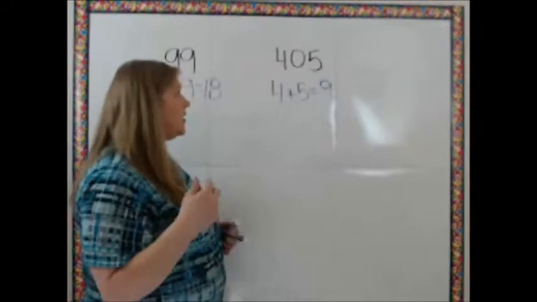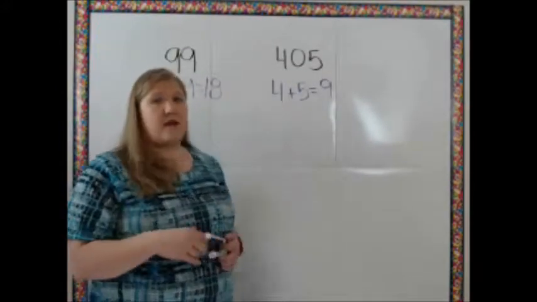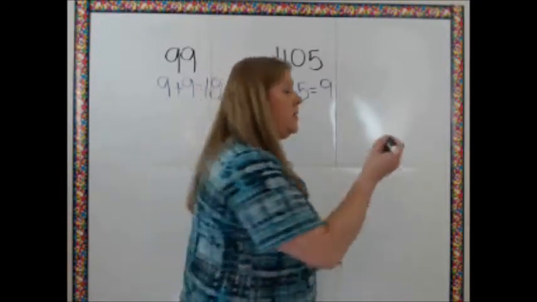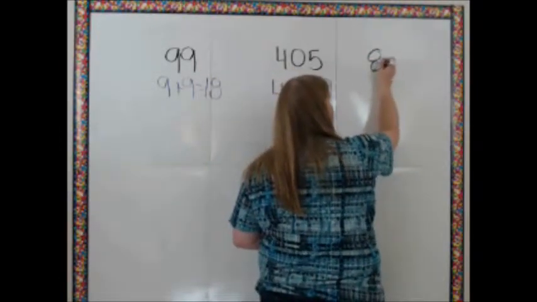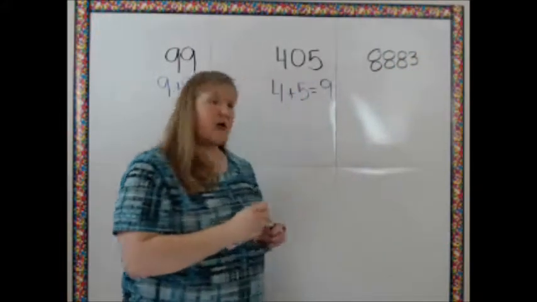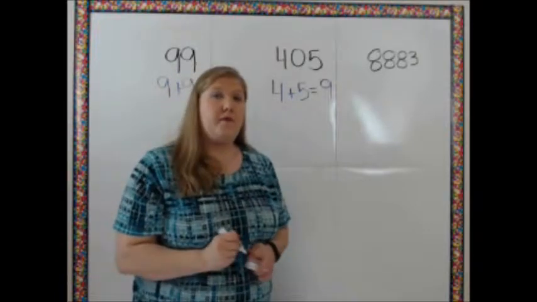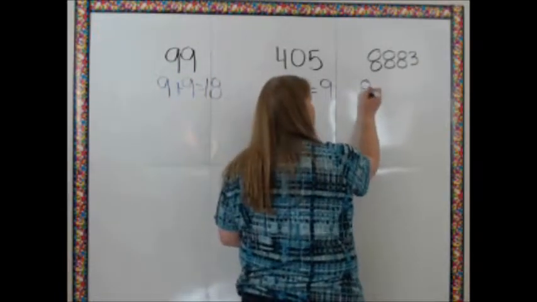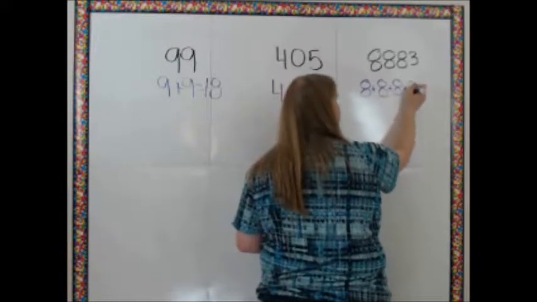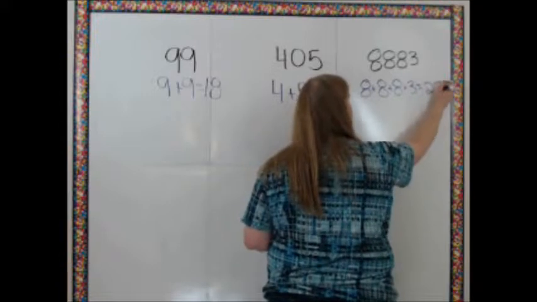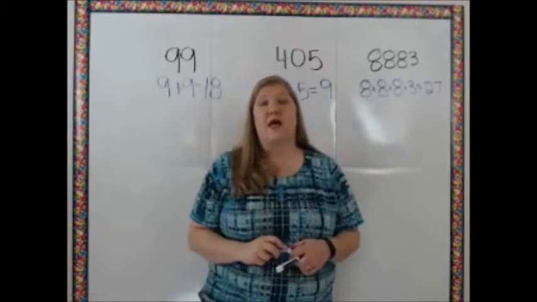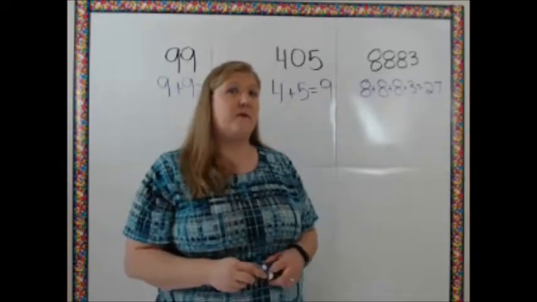Finally, let's do another larger number, one that, at least from my perspective, I wouldn't look at and be, oh yeah, totally divisible by 9. So let's go with 8,883. All right. Again, we're going to add up the digits. So we have 8 plus 8 plus 8 plus 3 equals 27. 27 is divisible by 9, and therefore we can say that 8,883 is divisible by 9.